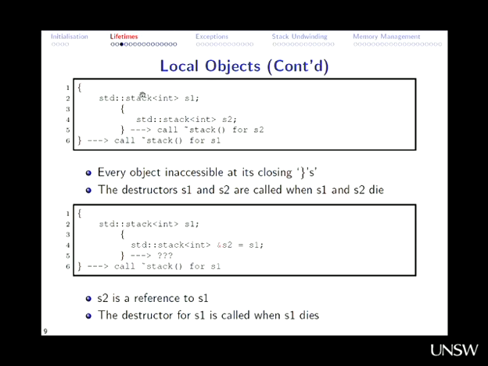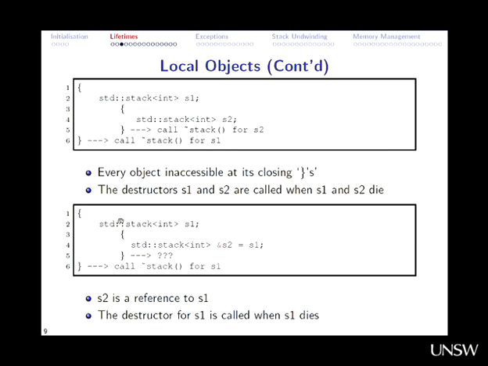Here's a stack of ints determined inside this scoping brace here. Here's a second stack of ints inside a second scope level. When we go out of that scope where that second stack was created, the destructor for stack S2 was called. But stack S1 still exists. When we go out of that second scoping brace layer, then the destructor for stack S1 is called. Okay? Local scope, easy. Okay? And so the destructors are called when the objects die.